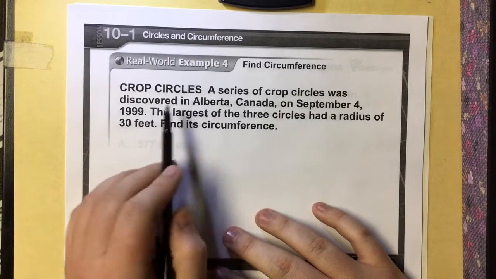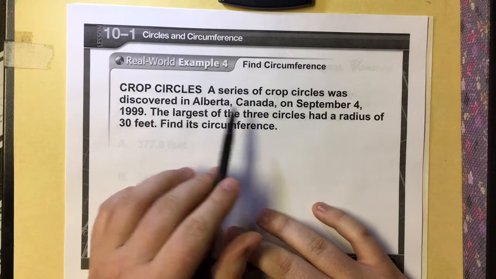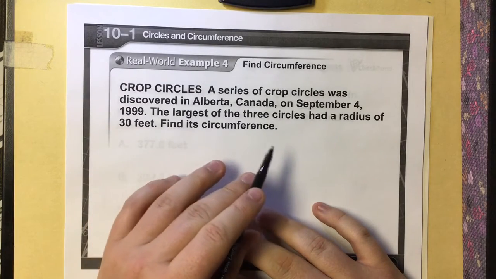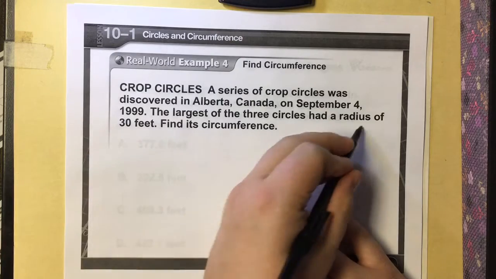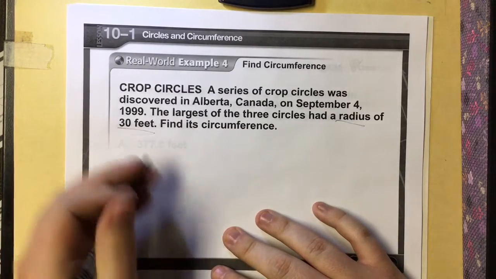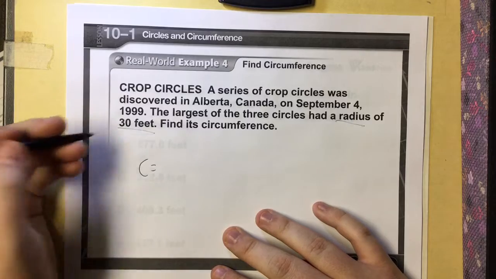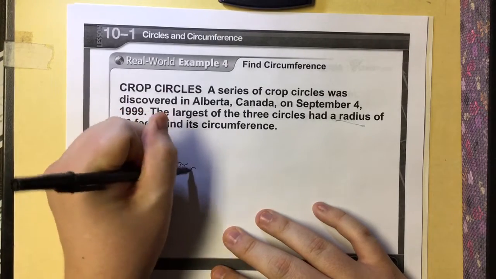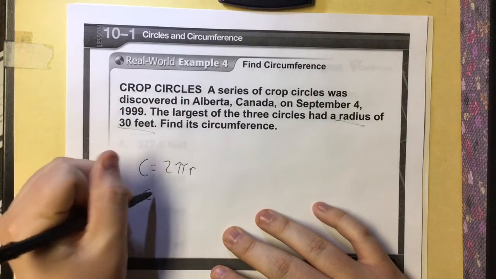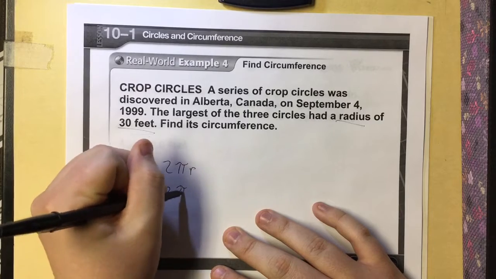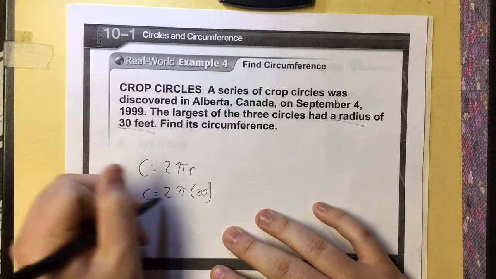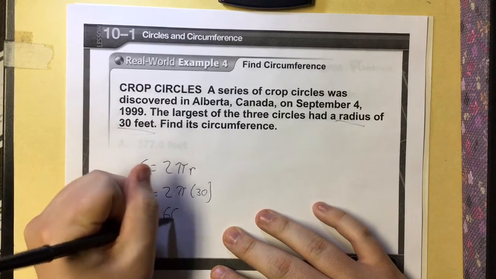So, a series of crop circles was discovered in Alberta, Canada on September 4th, 1999. The largest of the 3 circles had a radius of 30 feet. Find its circumference. Circumference is equal to 2 pi r. So our circumference is 2 times pi times 30. 2 times 30 is 60.